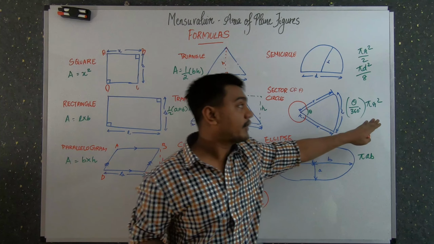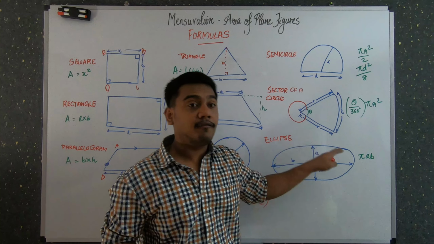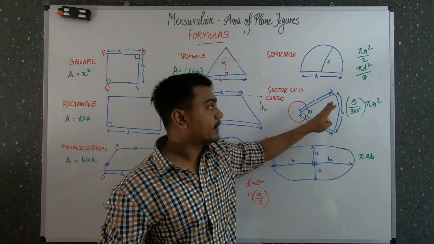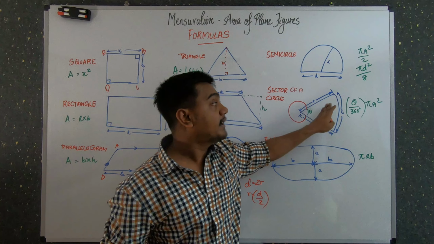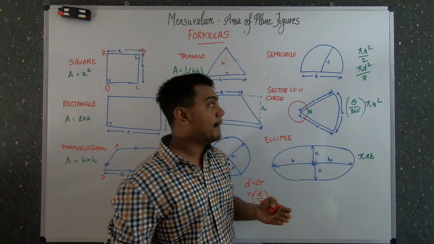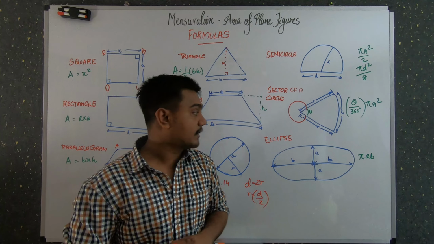So this is the formula for a sector of a circle. You can find it by theta by 360 degrees, that is the angle formed, or the angle of the area. For example, if it is 60 degree, 60 by 360 into pi r square, that is 1 by 6 of the area of a circle. So you will get a sector of a circle.